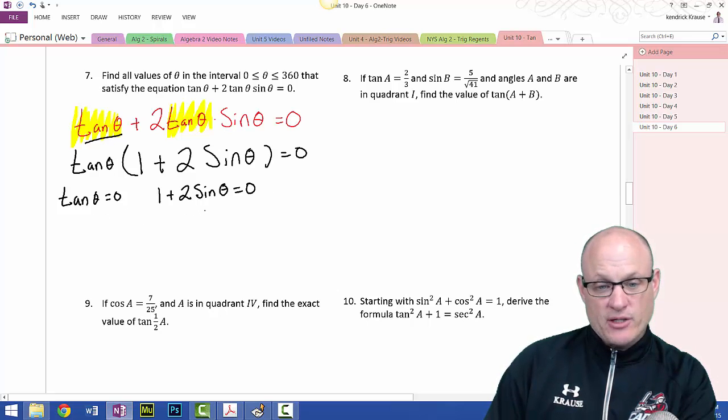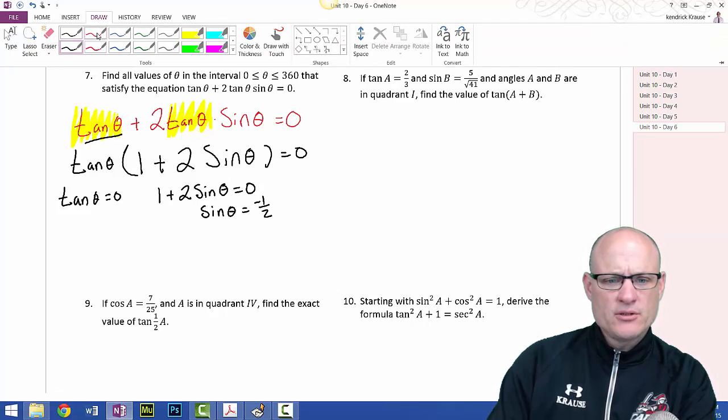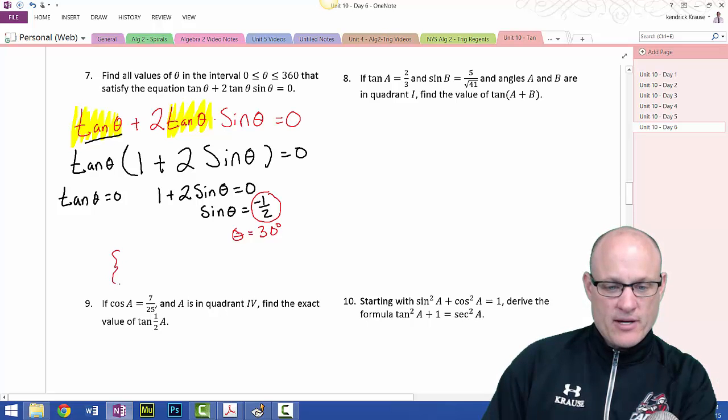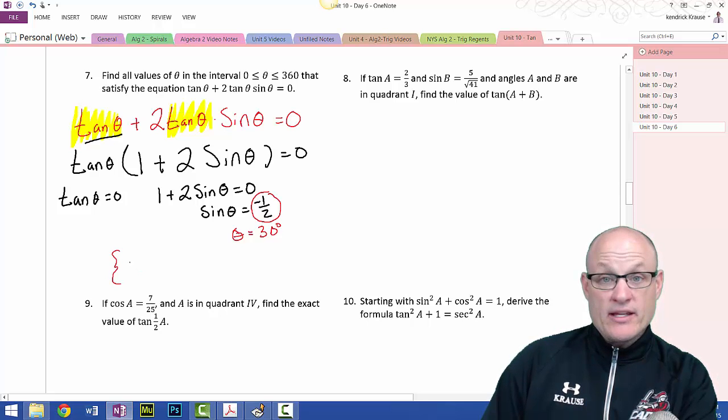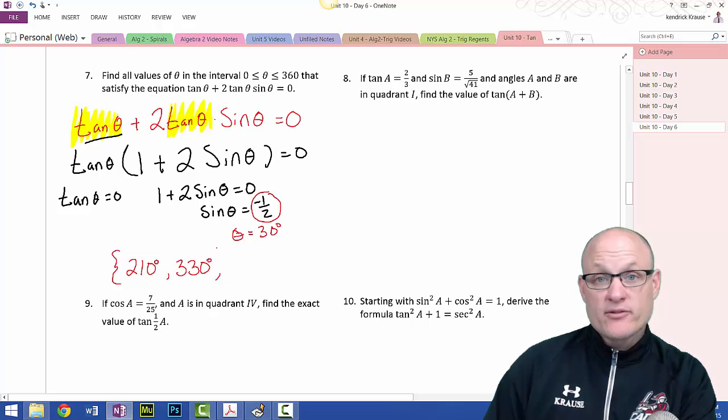Well, that one's all set. This one gives me sine theta equals negative 1 over 2. Hopefully you see that. I brought the 1 over, made it negative, divided by 2. All right, so let's see. I know that sine theta equals a half at 30 degrees, but this is negative a half. So I know that 2 of my answers are going to be in the 3rd and 4th quadrant. 210 degrees, that's the 3rd quadrant angle, and the 4th quadrant angle would be 330 degrees. That's where sine is negative a half at those 30-degree reference angles.